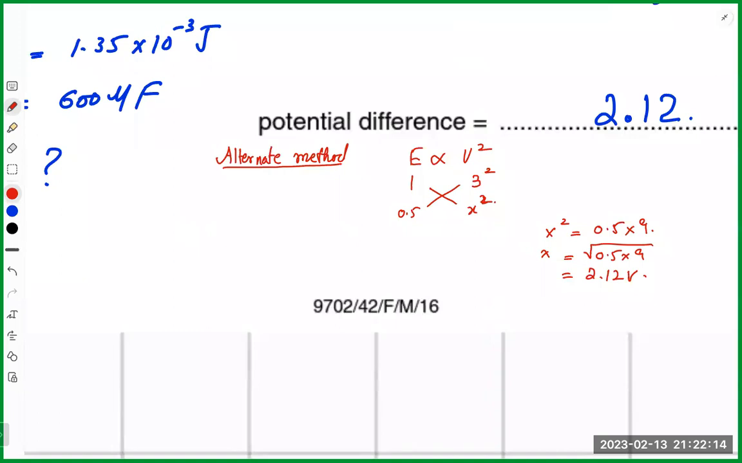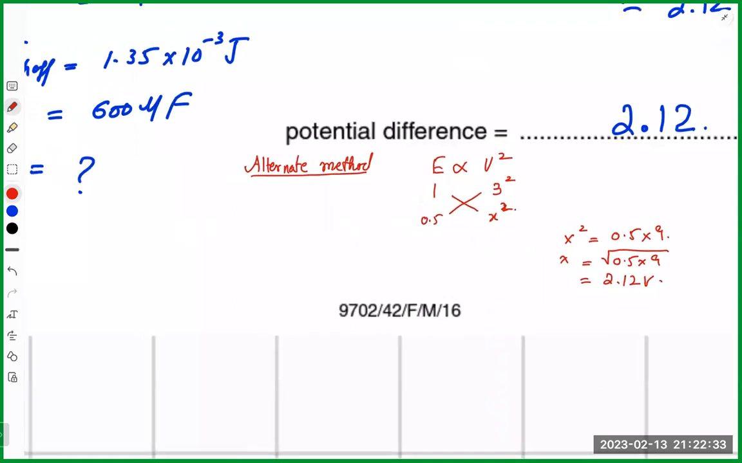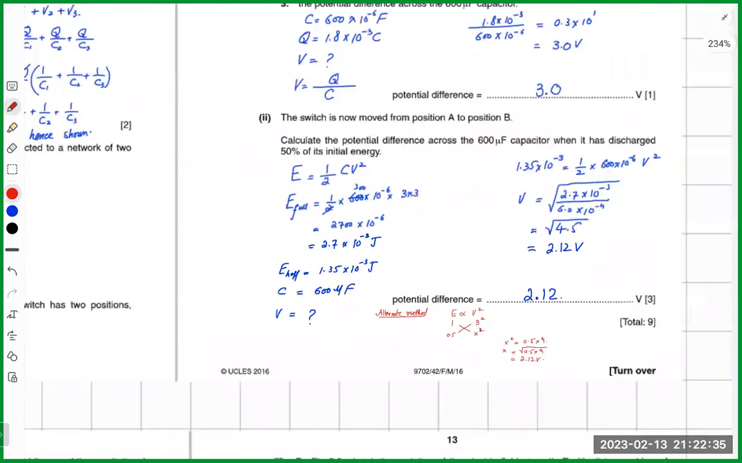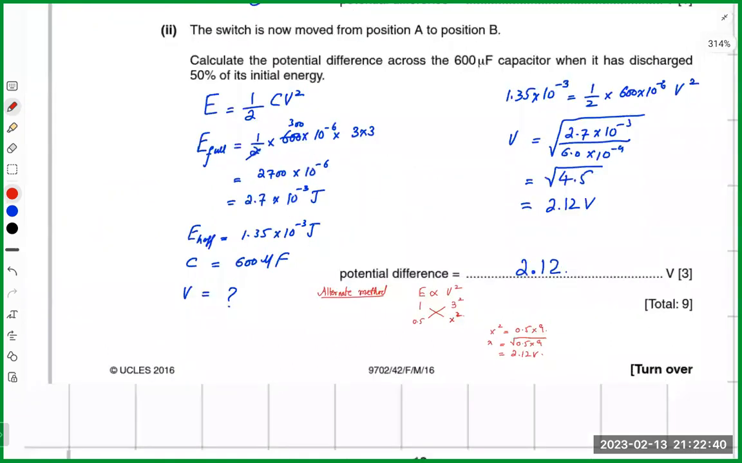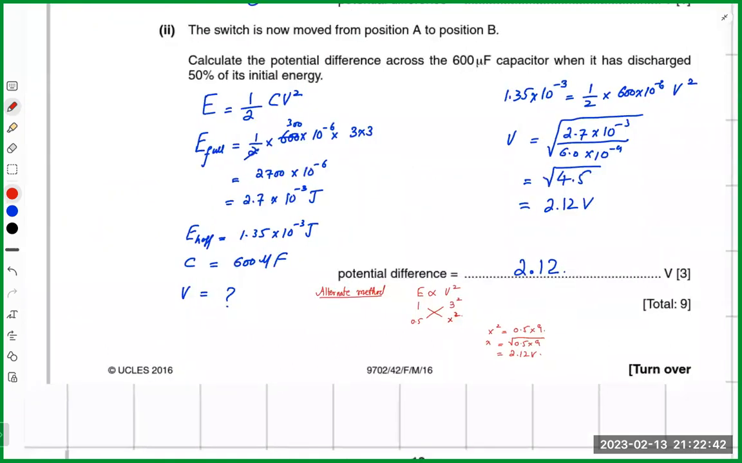So if energy is one, the voltage is three. If energy becomes 0.5, voltage becomes X. Because there are squares on V, we will put squares on every V that we are considering, and then we can find out. So this is an easier way of doing all this. But some people are more comfortable with the formula. So it is totally your choice. Okay, hope you understand.